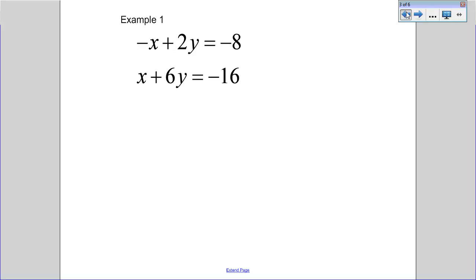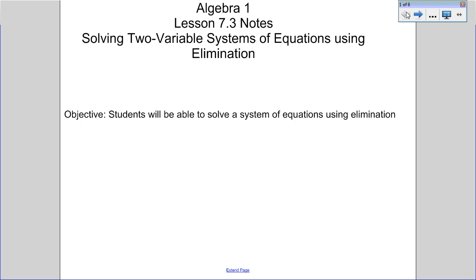All right, so ladies and gentlemen, we're going to take a look at elimination. What does the word eliminate mean? Cameron? To get rid of, to cancel, all right? If you eliminate a job, you get rid of that job.